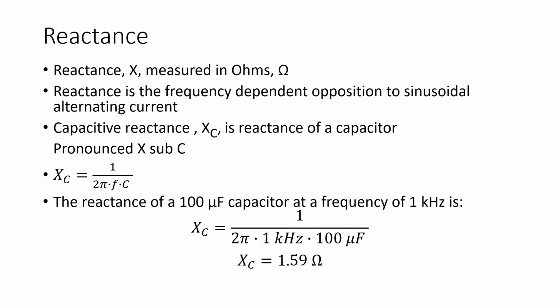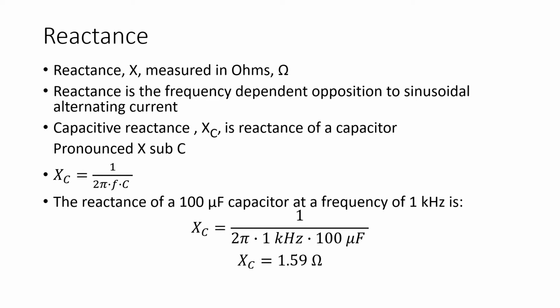Reactance, symbolized by the letter X, measured in ohms. The unit symbol is the Greek letter omega. And reactance is the frequency-dependent opposition to a sinusoidal alternating current. Capacitive reactance is the reactance of a capacitor. This is pronounced X sub C.